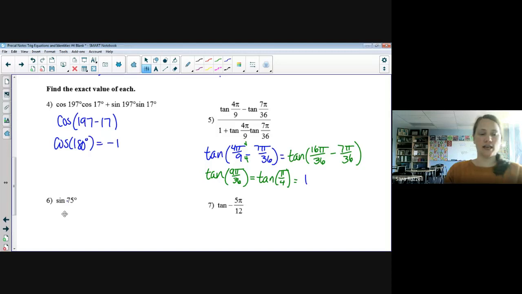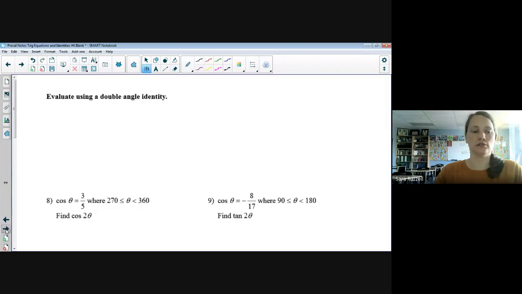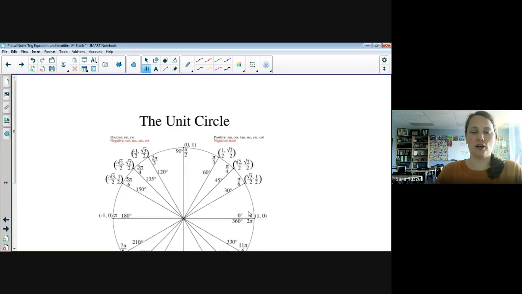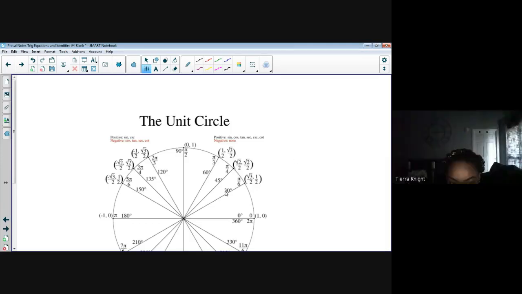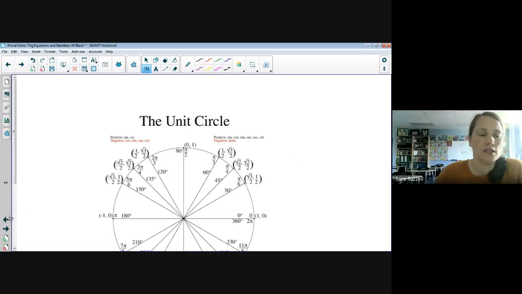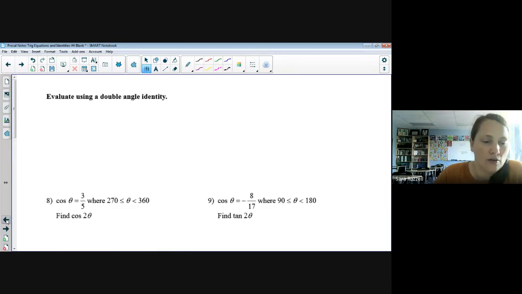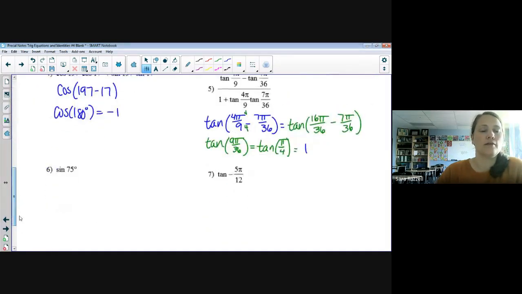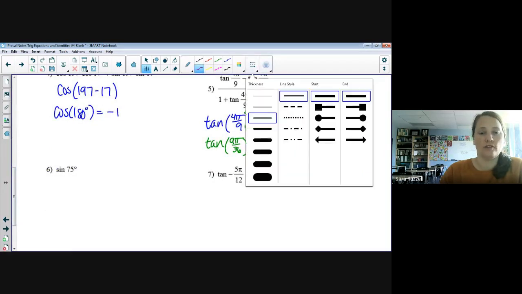All right, on number 6, they want us to figure out what sine of 75 is. Is 75 a number that's on our unit circle? No, 75 degrees is not on our unit circle. So if you get a number that's not on the unit circle, you are going to make a sum or a difference, find 2 angles that either add up or subtract to that number. So do we have 2 angles on here that would add up to 75? Yes, 30 and 45. Okay. So what we're going to do is write it out as a sum of 2 numbers that are from our unit circle, and then we'll use one of our equations from the top.